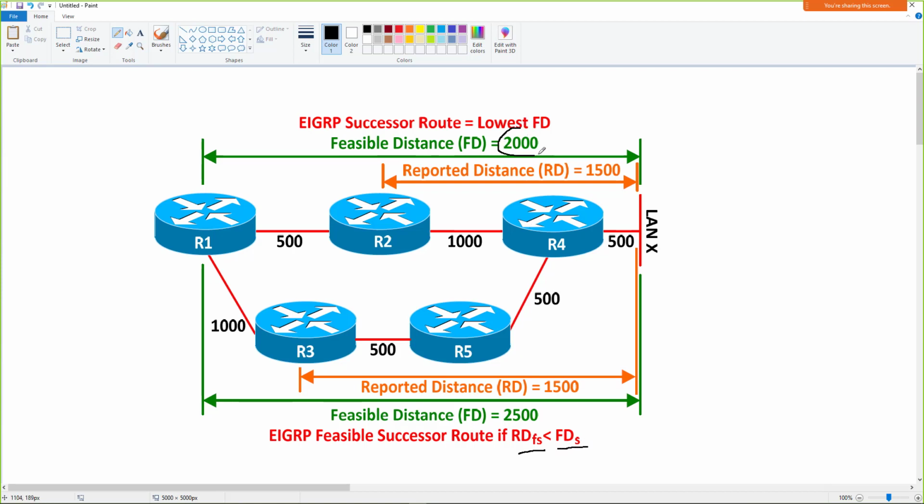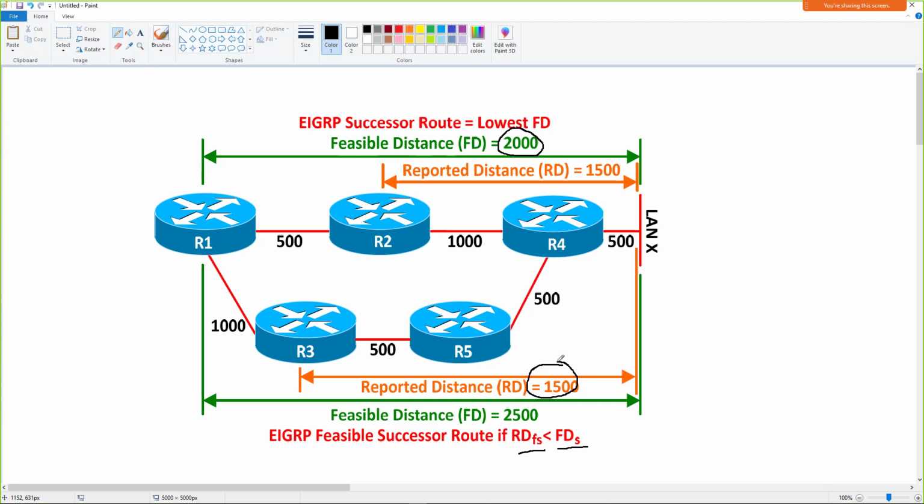This is the feasible distance of the successor. This is the reported distance of the alternate path. Does that make sense? Reported distance is the distance for my neighbor to reach the same destination. That's why it's called reported distance. It is the distance that's being reported to me by my neighbor. Does that make sense? In this case, 1,500 is less than 2,000, which means that the path through R3 qualifies as a feasible successor.